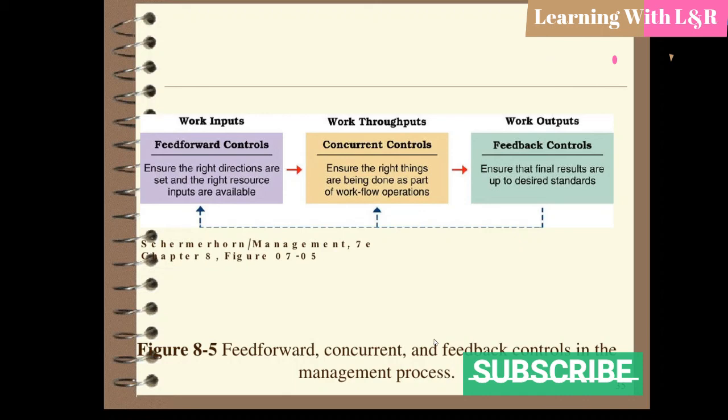Here I can try to apply the input-output theory. In case of work input, feed-forward control ensures the right directions are set and the right resource inputs are available. Then in the throughput, concurrent controls ensure the right things are being done as part of workflow operations. And in output, ensure that the final results are up to desired standards according to the criteria which we mentioned when we began the project. That is the control.